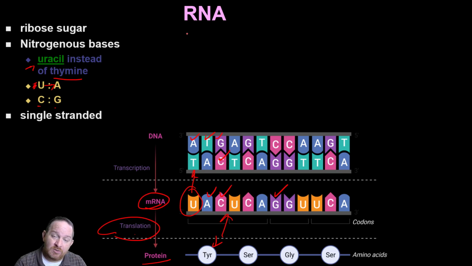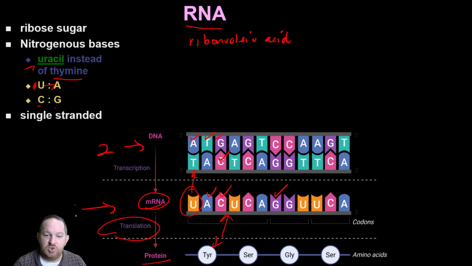Ribosomal RNA, or excuse me, RNA, which is ribonucleic acid, is also single strand. Notice the one strand there versus DNA, you've got the two strands. So what do we have here? What are the main differences? Ribose sugar instead of a deoxyribose sugar in DNA. We've got uracil instead of thymine. And we have a single strand instead of a double strand in DNA.